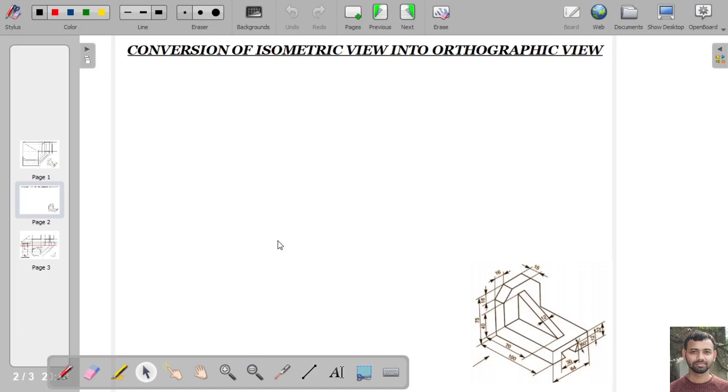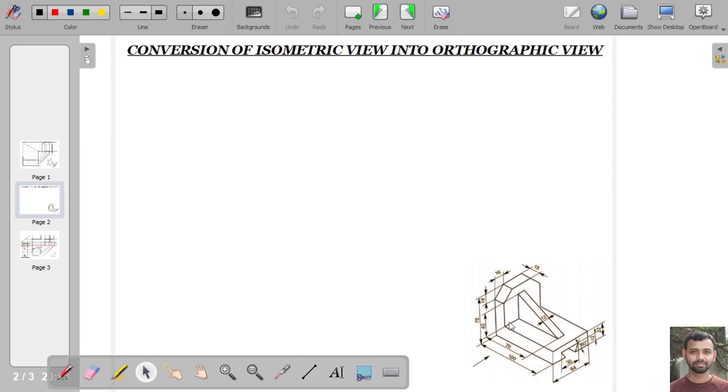In this lecture we will discuss the conversion of an isometric view into an orthographic view. To convert the isometric view into an orthographic view, at first we have to go through the isometric view very carefully. The first thing is to look at the isometric view and see from which side the observer is looking at the object. The arrowhead will tell you from which side the observer is looking at the object.